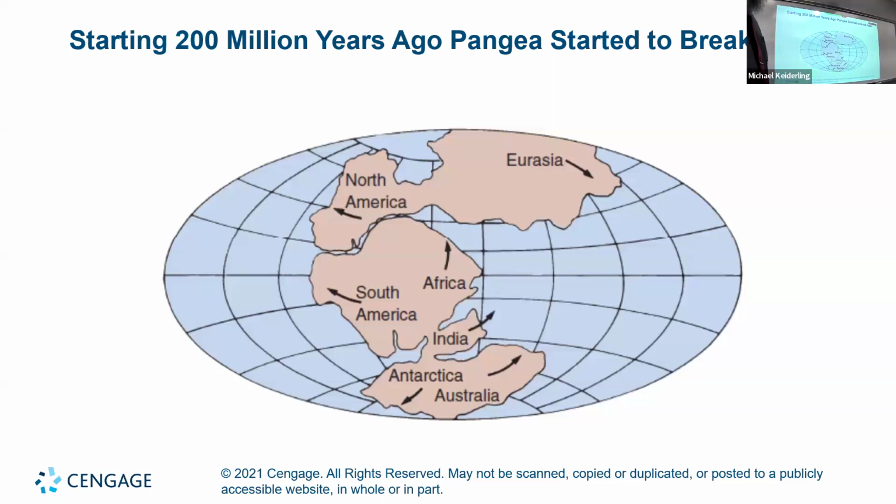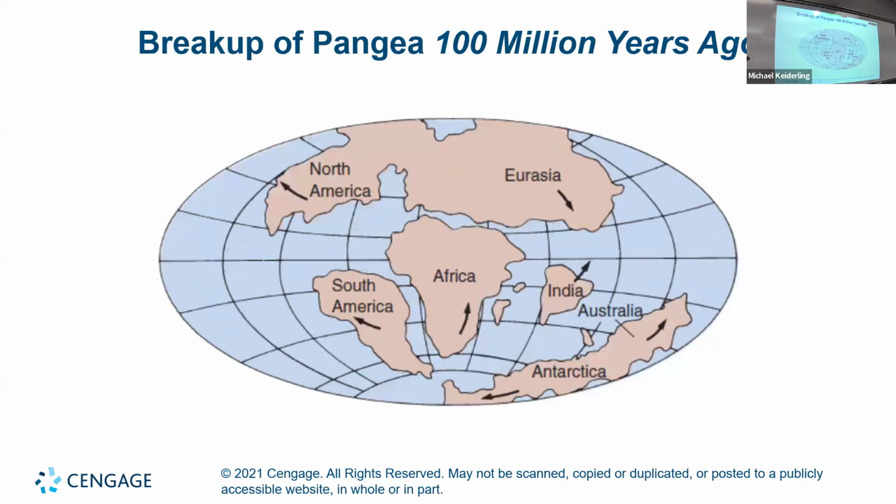So around 200 million years ago, Pangaea started to break apart. North America and Eurasia separated, South America and Africa separated, India started to move up, and Antarctica and Australia separated. So over time, about 100 million years ago, this is what we had. South America had separated from Africa. North America was separating from Eurasia. Africa was heading towards Eurasia. India was coming up towards Australia. Madagascar had separated off. Australia was separating from Antarctica.